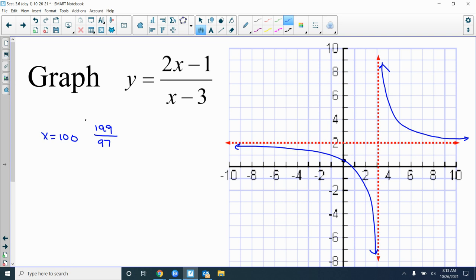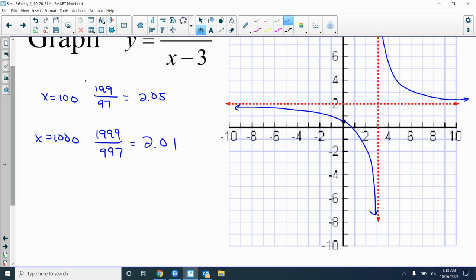Real quick, just do that on your calculator for me. What's 199 divided by 97? Round it off to the nearest hundredth. It's 2.05. All right, let x equal 1,000. 2 times 1,000 is 2,000, minus 1 is 1,999. 1,000 minus 3 is 997. What's 1,999 divided by 997? 2.01.